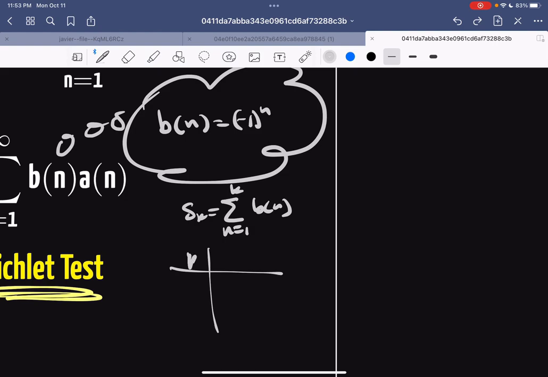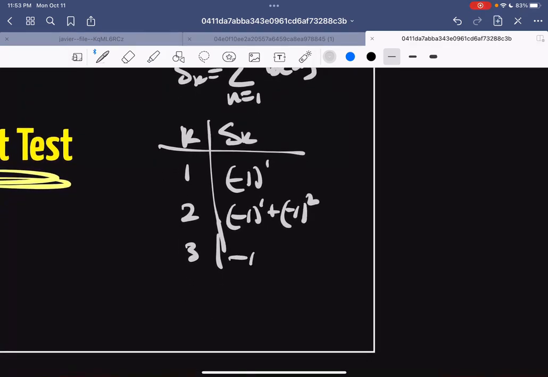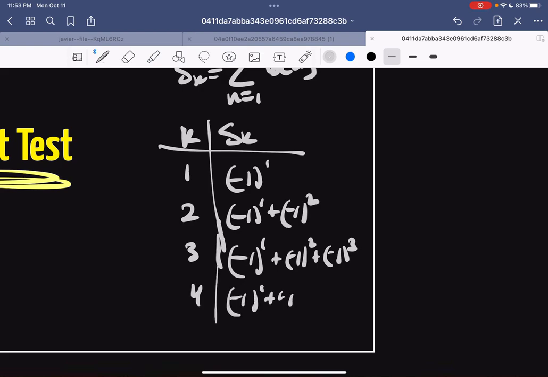for k is equal to 1, what is the Sk? If k is equal to 1, that's just negative 1 to the 1. For k is equal to 2, this would be negative 1 to the 1 plus negative 1 to the 2. For 3, this would be negative 1 to the 1 plus negative 1 to the 2 plus negative 1 to the 3. For 4, it would be negative 1 to the 1 plus negative 1 squared plus negative 1 to the third plus negative 1 to the fourth.